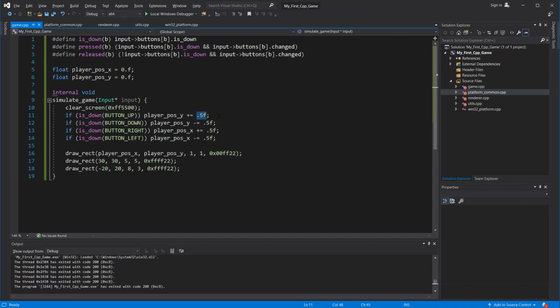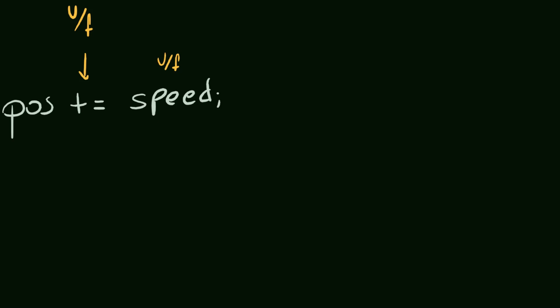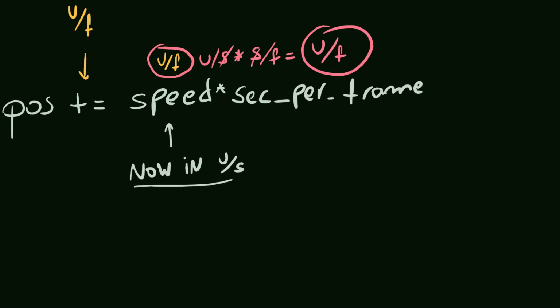Now how are we going to do that? So right now this is units per frame, and we need that to be units per second. Well, if we multiply that by the seconds per frame, we'll be able to transform that into units per frame. Perfect. But how do we get the seconds per frame?